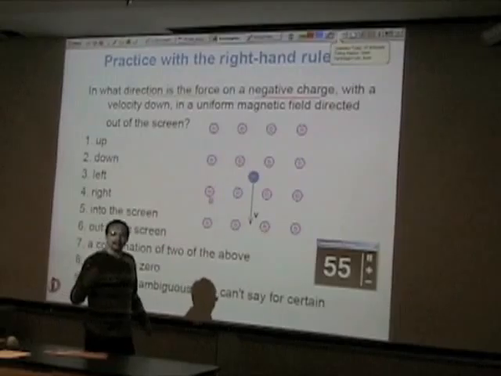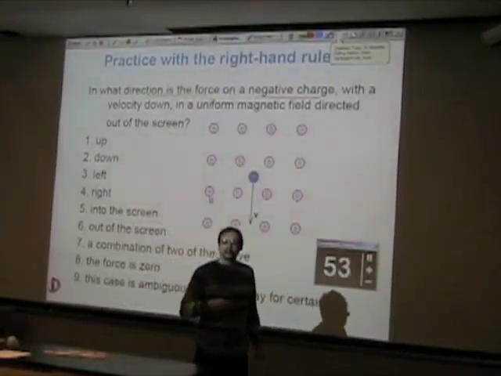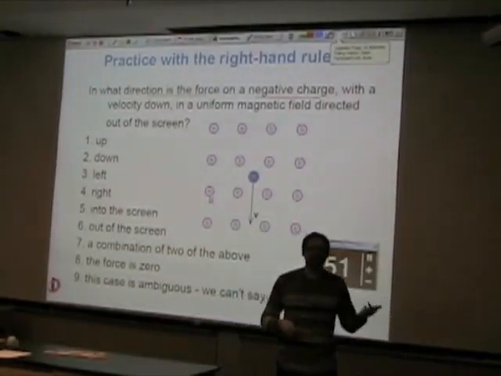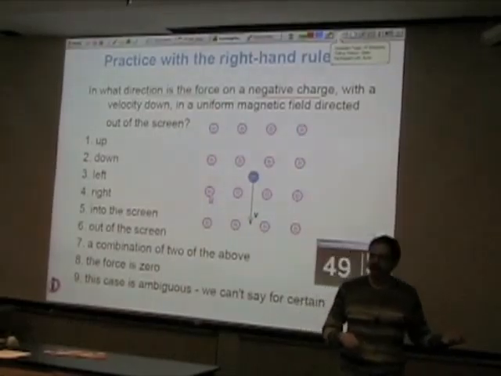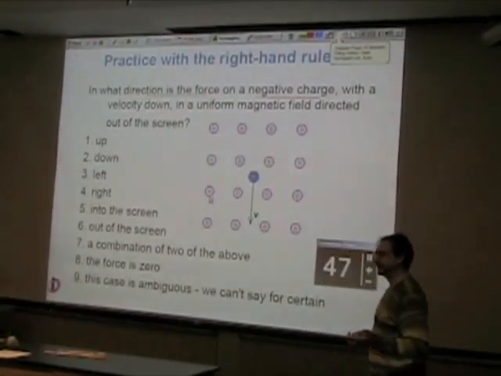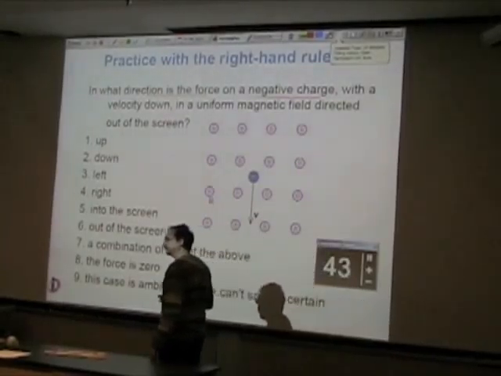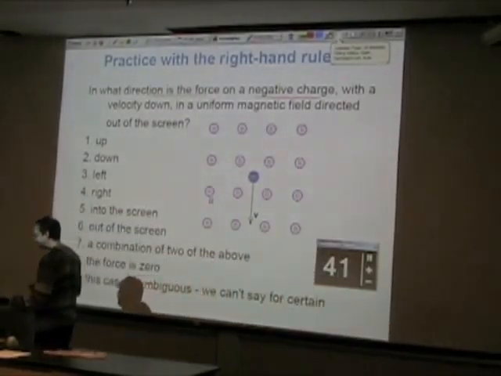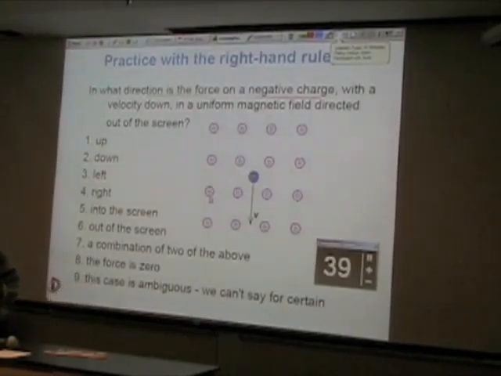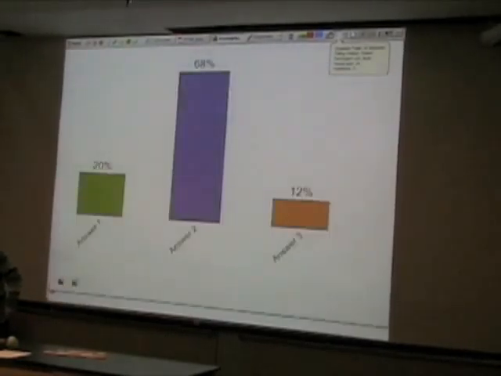Press 1 if you want to use the right hand, press 2 if you want to use your left hand. Any other button if you don't know what to do. And I'm not going to give you much time for that.